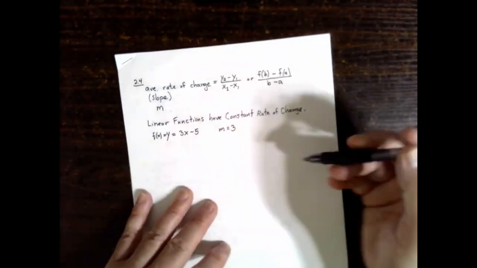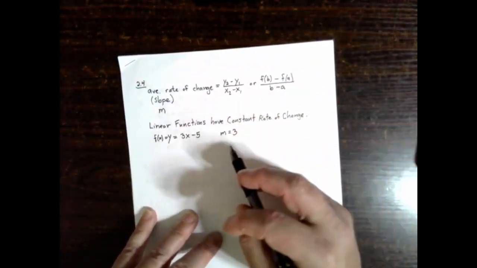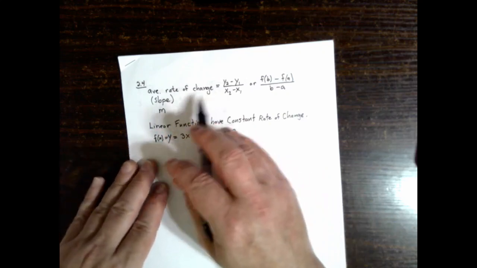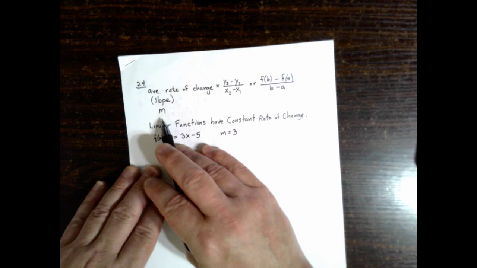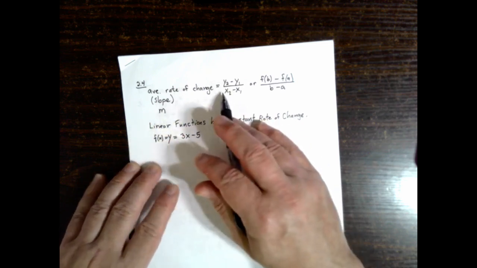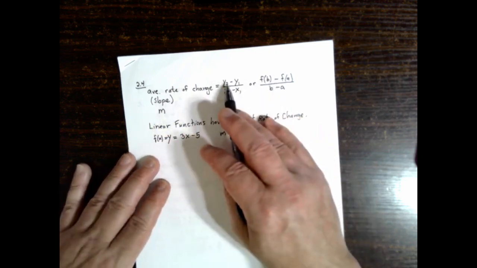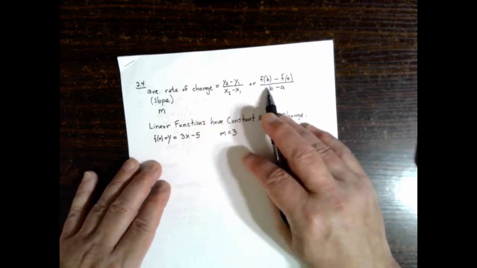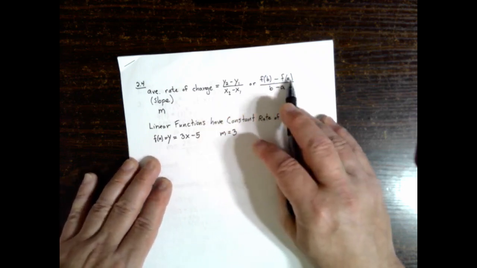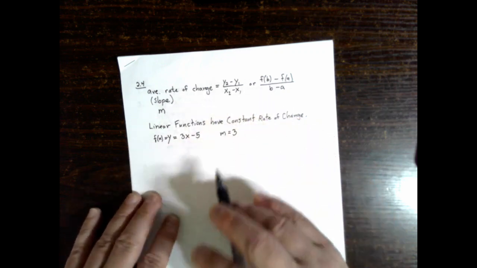Alright, this is section 2.4. We talk about the average rate of change, or another word for that is slope. We use the lowercase letter m to indicate slope. There's two ways to look for the slope formula. It's typically y2 minus y1 over x2 minus x1. Or you can do f of b minus f of a over b minus a, either one.